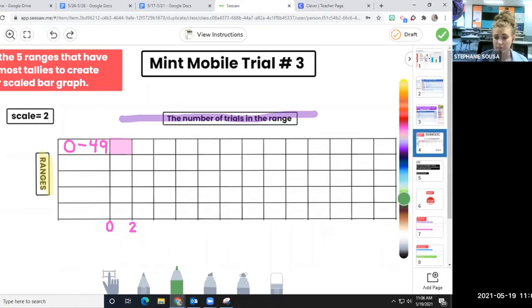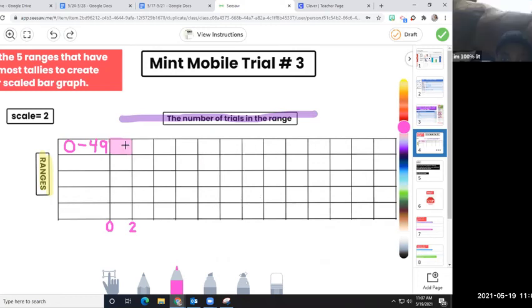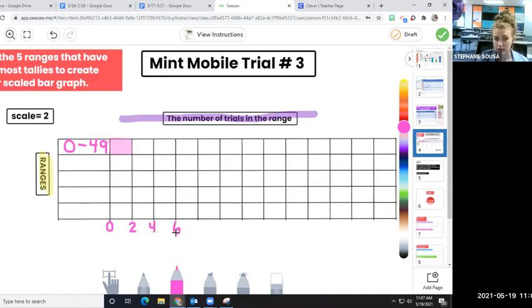Yes, Daniel. So for the first one that you just did, we color in the second box? You don't, because we're counting by 2s. So if we're counting by 2s, this is 0, 2, 4, 6. So 1 box equals 2 cars. Okay, it's the scale. That's why I did not shade in the second box, because the second box would tell me I had 4 cars in that trial, and that's not true. Okay, does that answer your question, or is it still confusing?